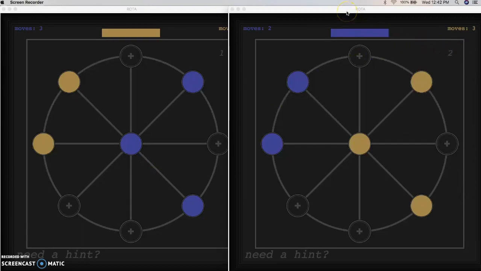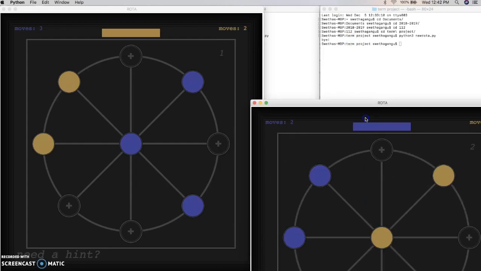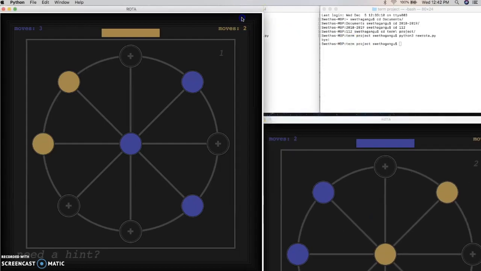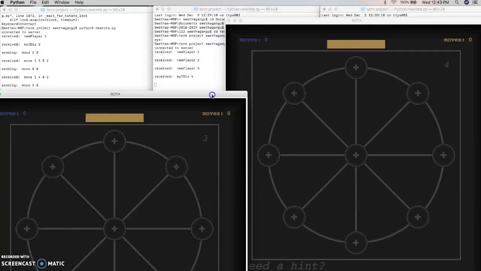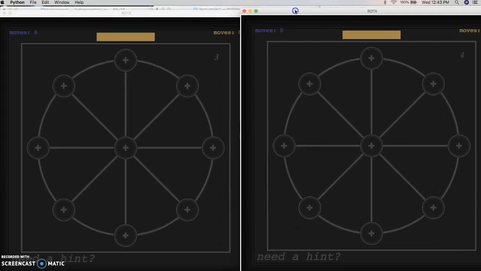feature which I implemented. I allow my server to handle servicing an indefinite number of instances of the game by pairing players off by the order in which they come. Okay, so you'll see that now these are both connected, and this was the 3rd player that came, and this is the 4th player that came, and now they can play with each other too.